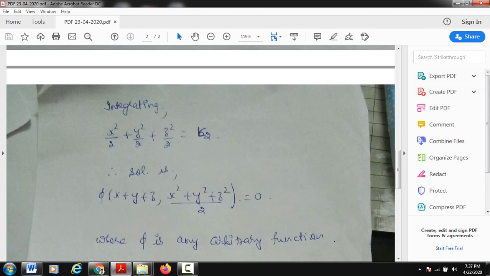The final solution is given by phi, or you can introduce any other function phi(first solution, second solution). The first solution is x plus y plus z, and the second solution is (x square plus y square plus z square)/2 equal to 0, where phi is any arbitrary function. This is basically the general solution of the given equation.